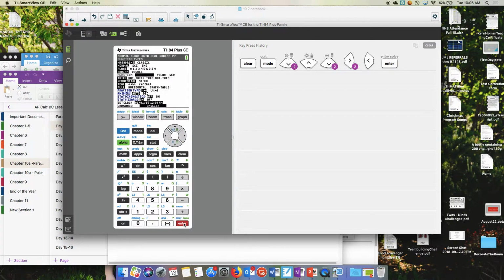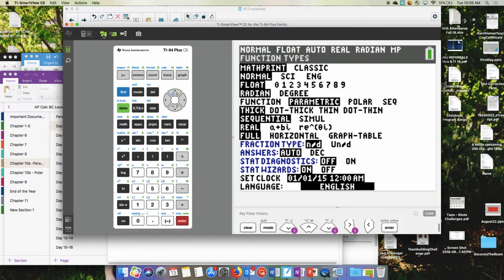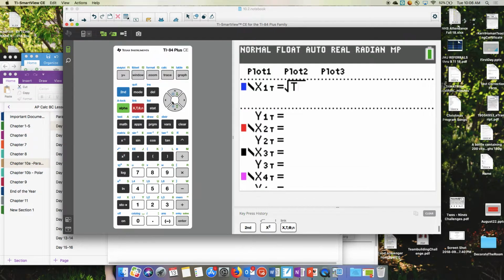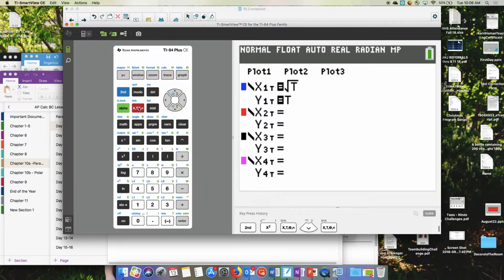Okay. Why does my graph look like this? There we go. So we're in parametric mode, and so when that happens, if you go to y equals, you'll have the x equals and t equals. So what was our equation? X equals square root of t and y equals t.